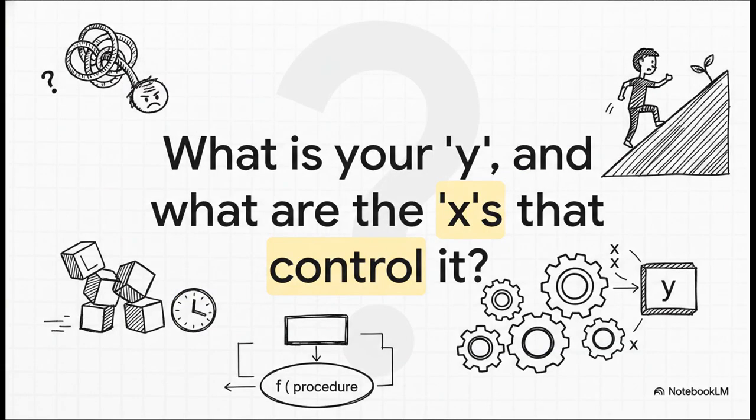So I'll leave you with this question. Think of a persistent frustration you have, maybe at work or in your personal life. A project that's always late or a habit you just can't seem to stick with. Instead of just getting frustrated again, try to frame it differently. Ask yourself, what is the specific output, the Y, that I'm unhappy with? And then, what are all the inputs, the X's, and all the procedures, the F's, that I actually have control over? The answer you're looking for is waiting inside that simple, powerful question.